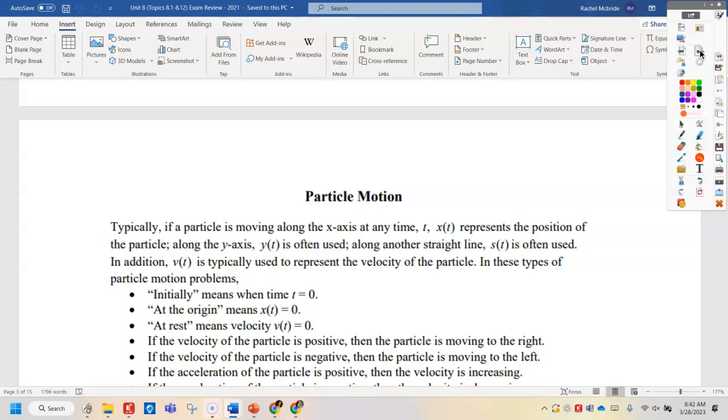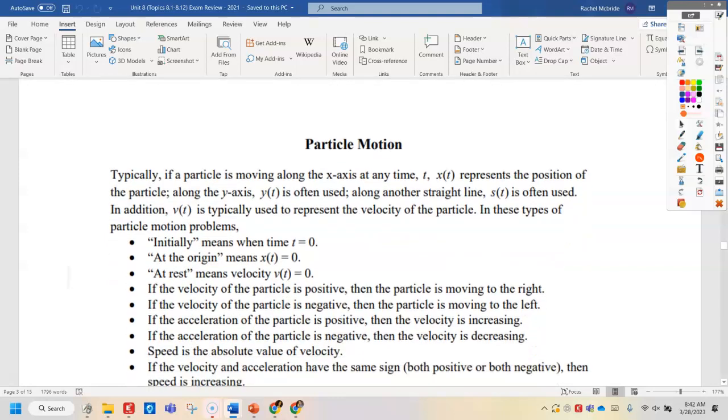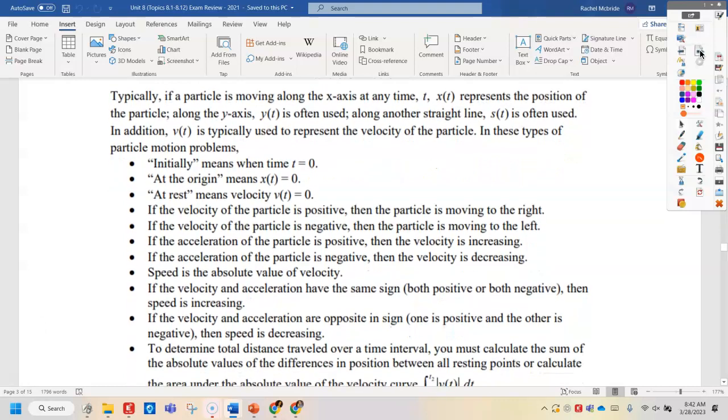There is typically a particle motion or a dippy Q question as well. If the particle motion question is not a free response, there are guaranteed multiple choice particle motions. So particle motion, the key ideas on this handout is really understanding what words mean. So what does it mean if it's initially? Initially means time t equals zero. Origin means x of t equals zero. At rest means velocity is zero.